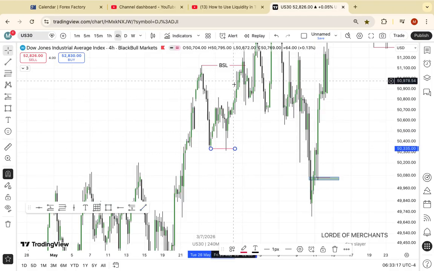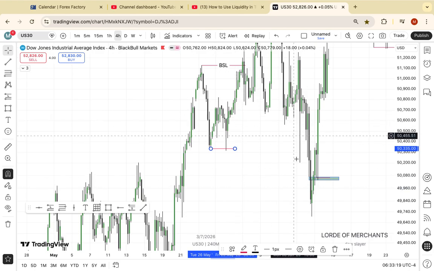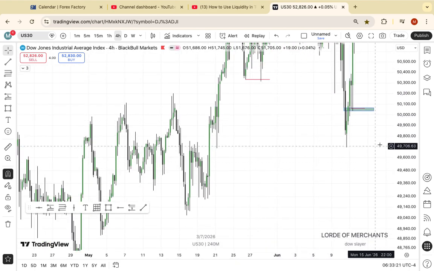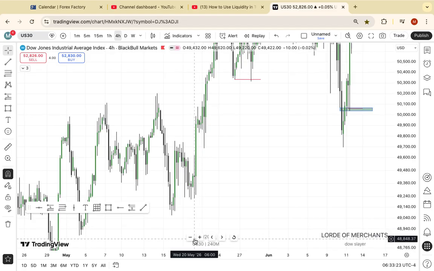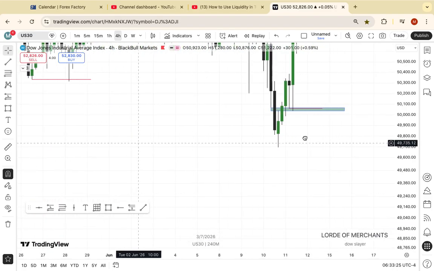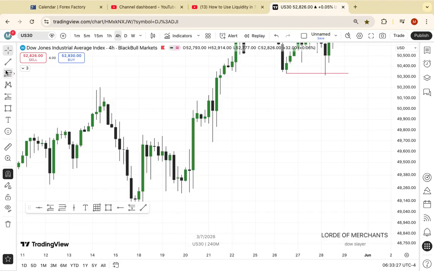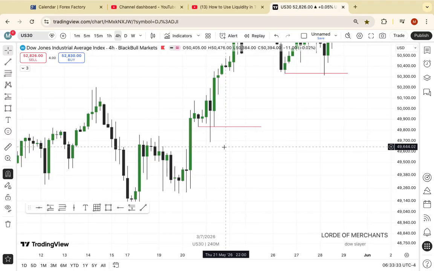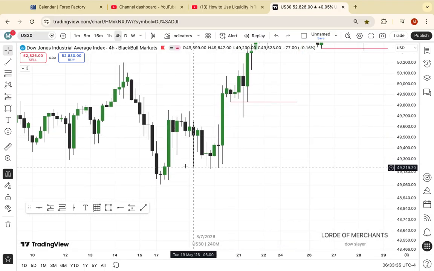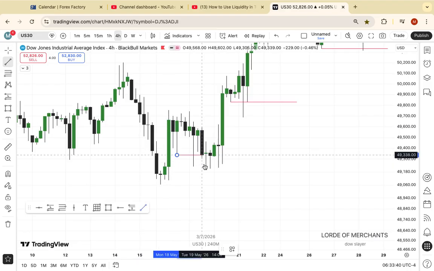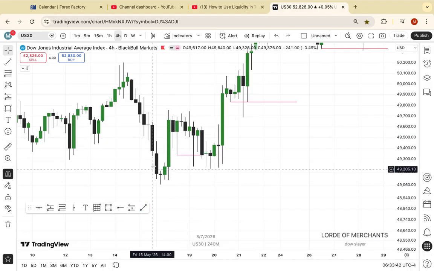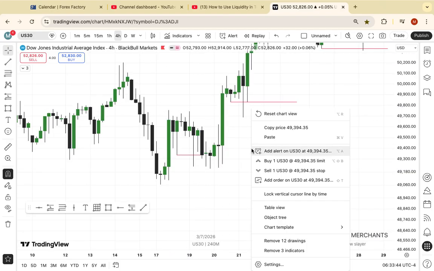We have liquidity here. We have more liquidity here being taken out. We also have another liquidity here. Right here, you see this low right there. So you can see whenever price takes out a liquidity, it reverses to the opposite direction. We also have another liquidity down here, right there. So the price takes out the liquidity and then reverses.